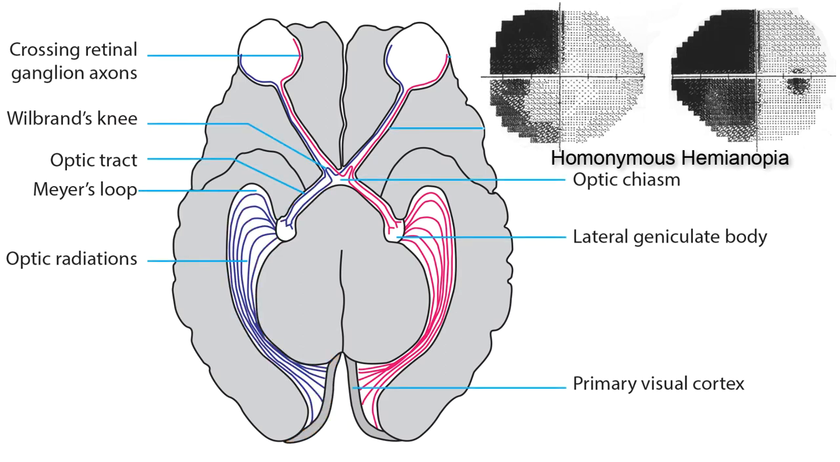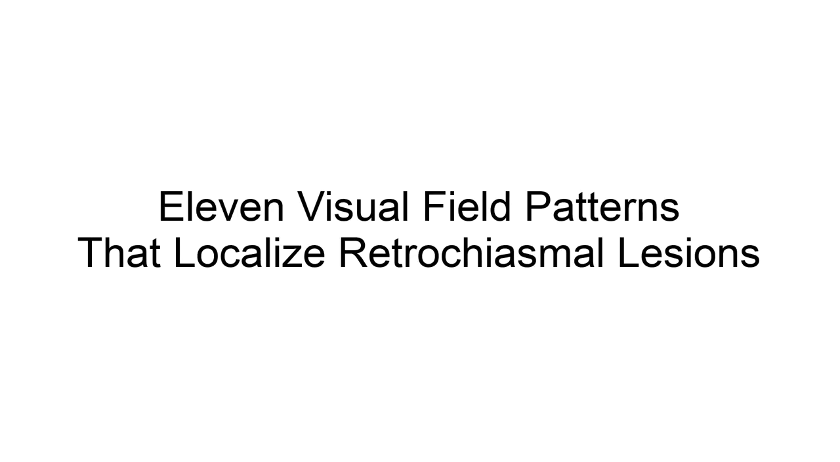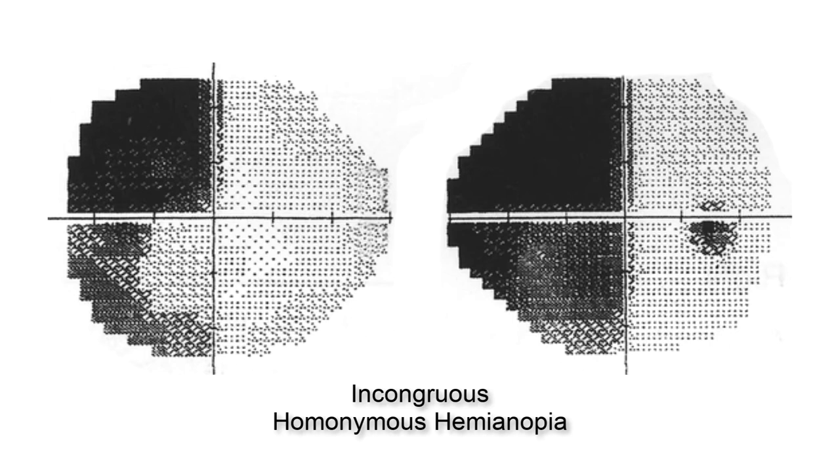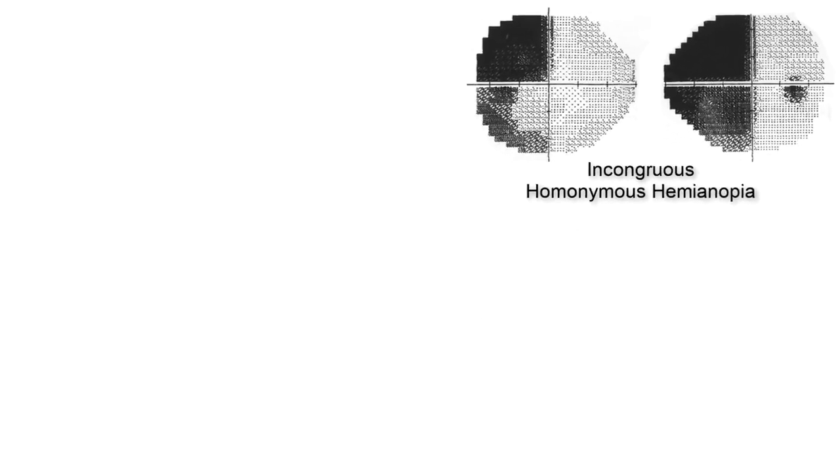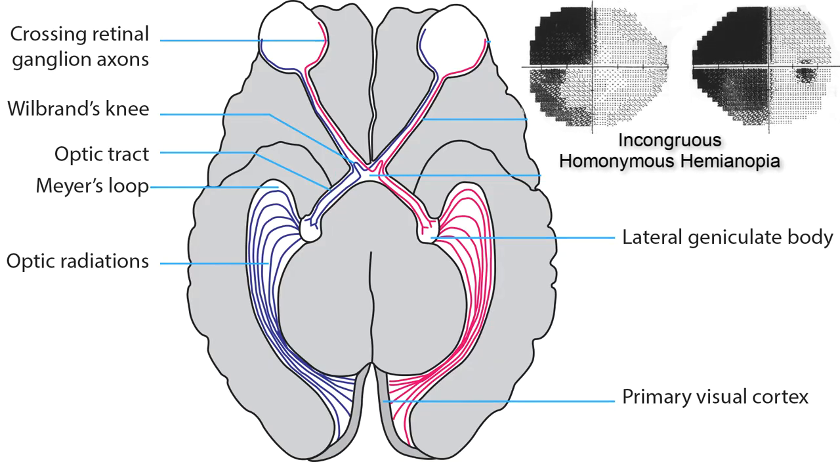You will do that by looking for one of the following 11 patterns that localize retrochiasmal lesions. Number 1. This is an incongruous homonymous hemianopia defined by the fact that the defects in the two visual fields are not of the same size and shape. This pattern localizes the lesion to the optic tract. Many lesions occur there, especially masses and inflammation.